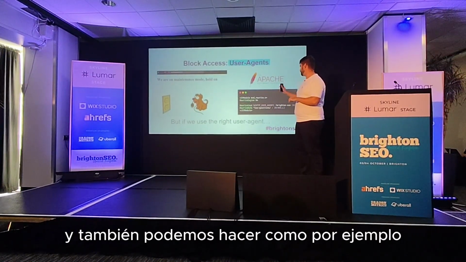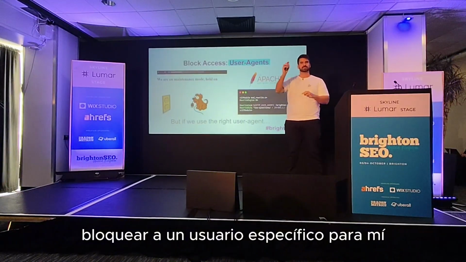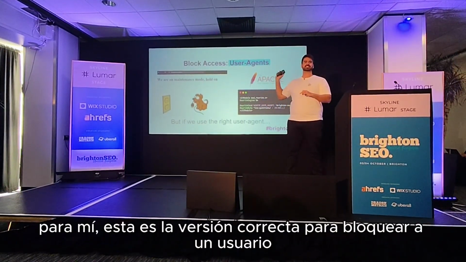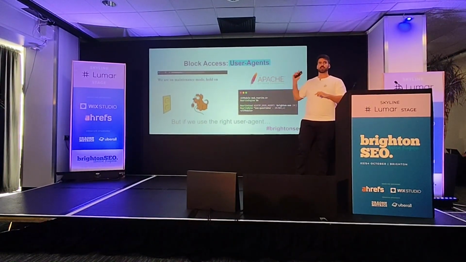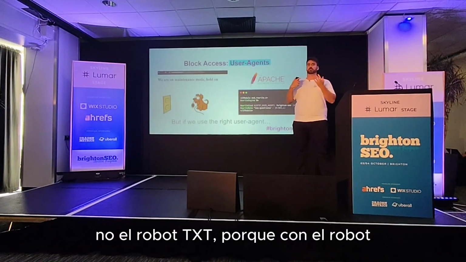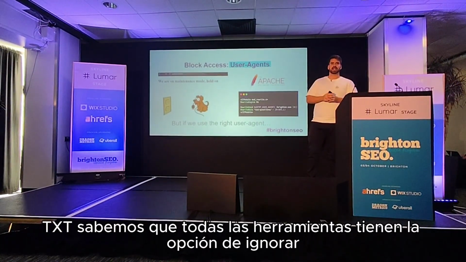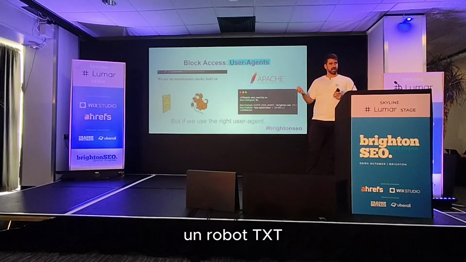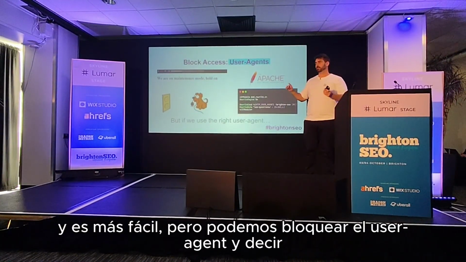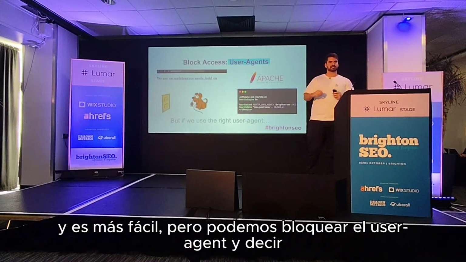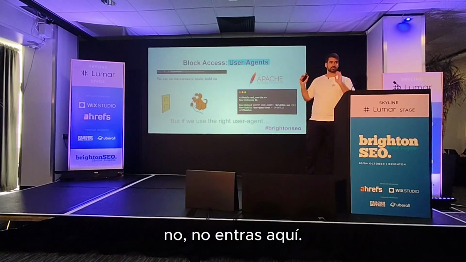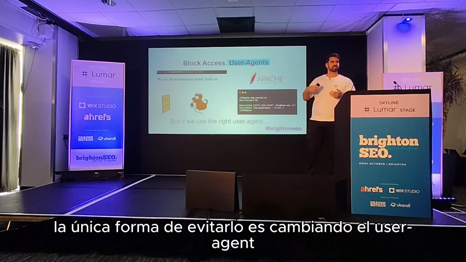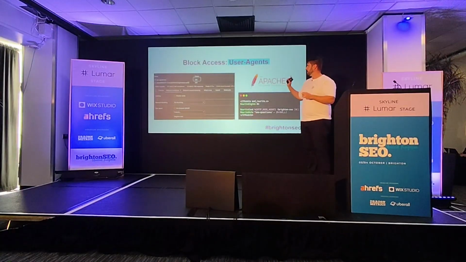And we can also, for example, block specific user agents. For me, this is the right way to block a user agent, not the robots.txt. Because with robots.txt, we know all the tools have the option to ignore robots.txt, and it's easy. But we can block the user agent and say, no, you don't enter here. And this cannot be avoided. The only way to avoid it is changing the user agent.